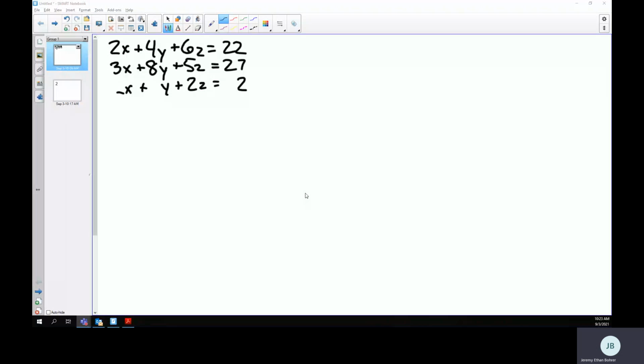In this video, we're going to look at the problem on page 6 of the chapter 2, section 2 slides. Here we have a system of linear equations in 3 variables with 3 equations. And those equations are 2x plus 4y plus 6z equals 22, 3x plus 8y plus 5z equals 27, and negative x plus y plus 2z equals 2.